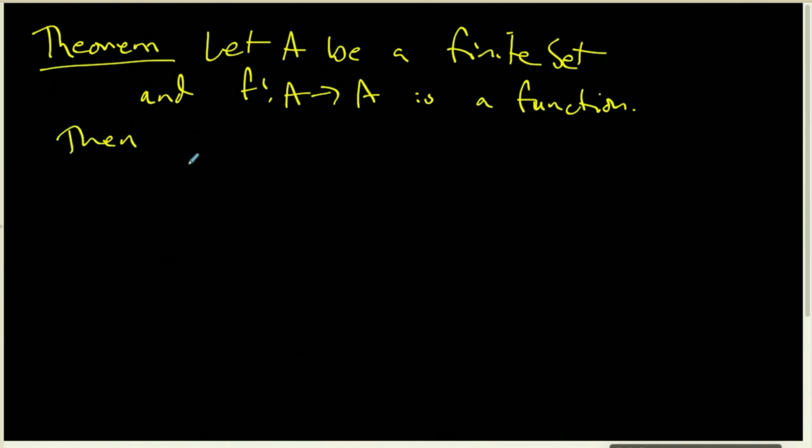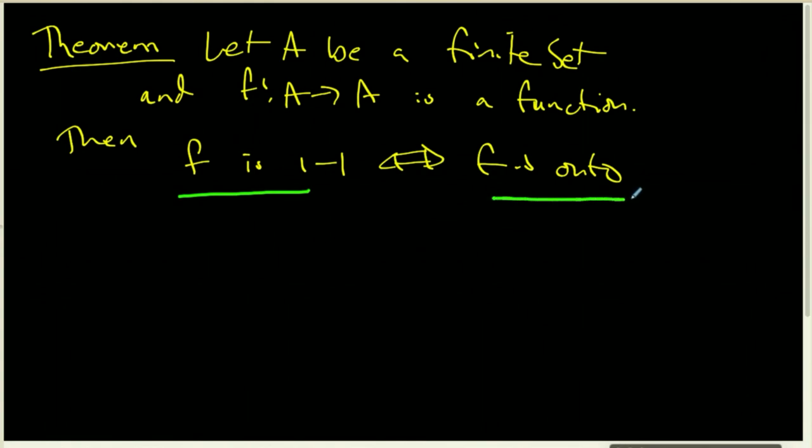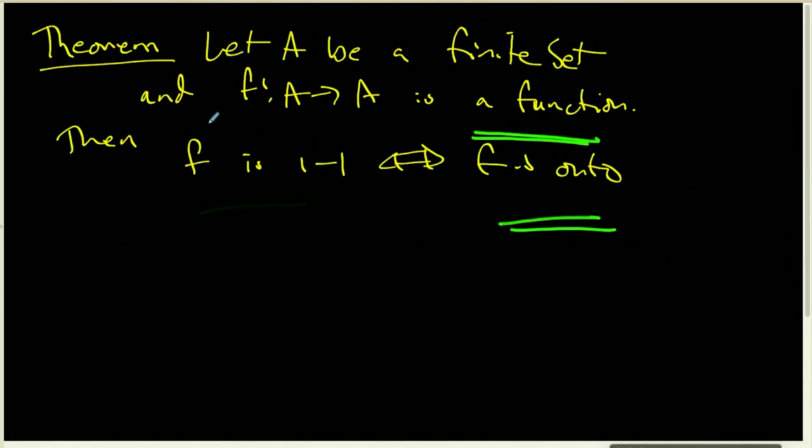Then it turns out that f is one-to-one if and only if f is onto. So the importance of this theorem is that if you know f is one-to-one, you can conclude that f is onto. But if you know that f is onto, you can also conclude that f is one-to-one. And that turns out to be a fairly important fact in areas of discrete mathematics where the sets are finite in size.